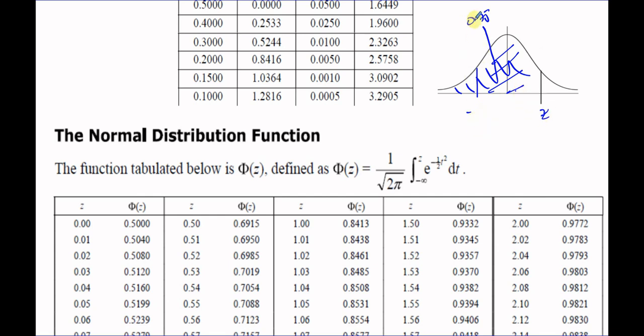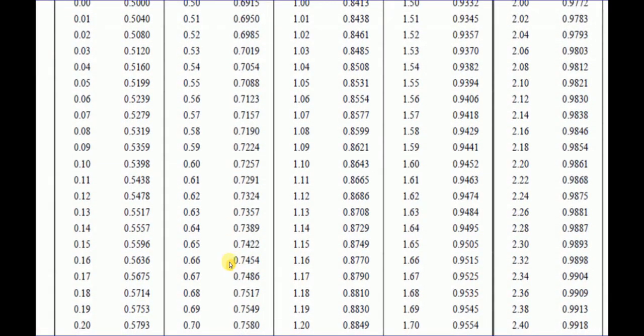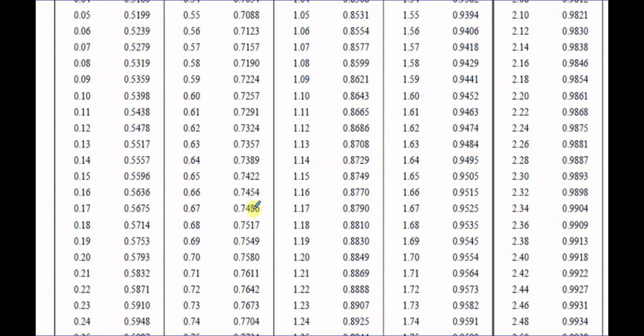So I'm looking for the area which is called phi Z, all right, of 0.75. So I've got to look at the phi Z column and look for 0.75. All right, so I keep going down. Now I don't find 0.75, so I've got to look for the closest value to 0.75 that I can find on the table. So here you have 0.7486 and 0.7517. Well, this is closer to 0.75 than this. This is like 14 away, this is 17 away.